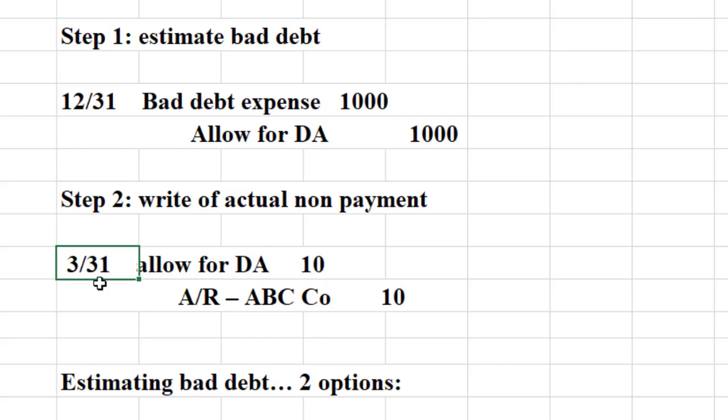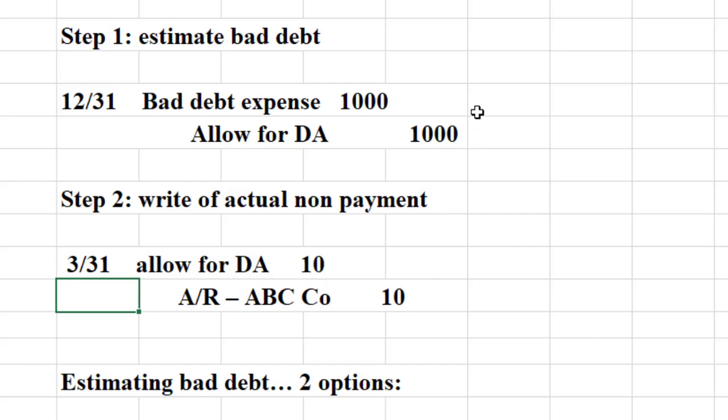And then when you write it off, so when that specific thing comes in, you don't expense it. You write it against that contra asset. You write it against the allowance for doubtful accounts. And then you reduce your accounts receivable because you don't think it's going to occur yet.